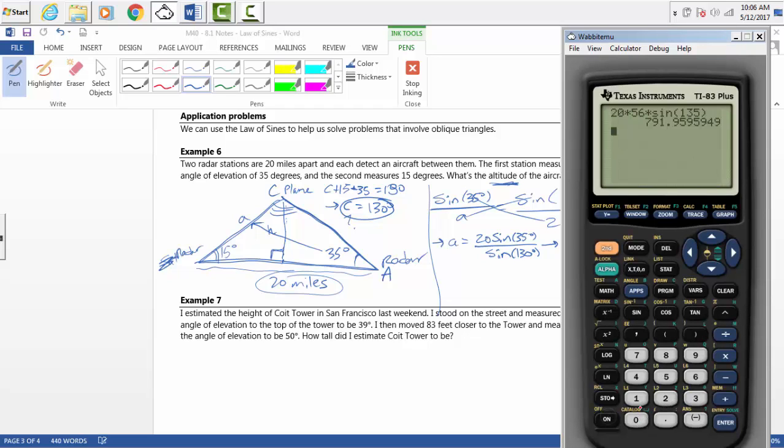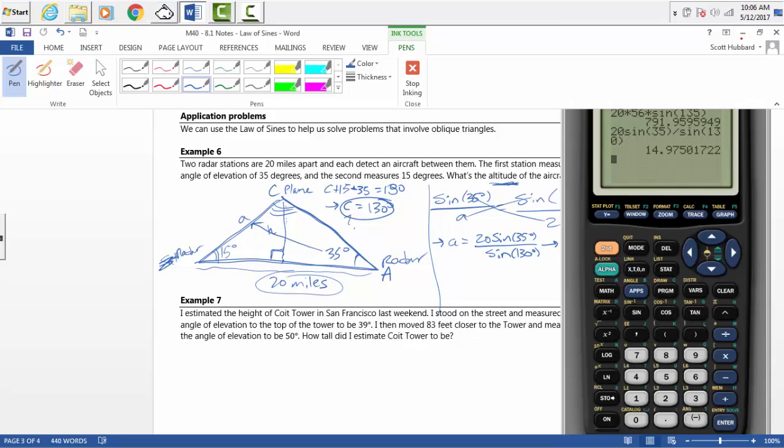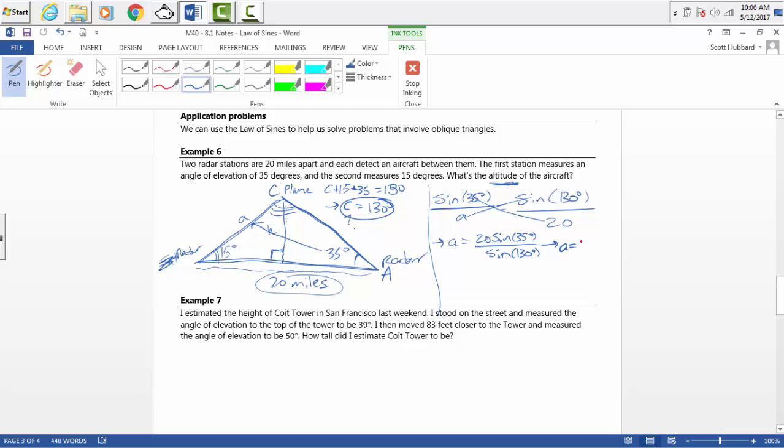We'll go ahead and use our calculator. 20 sine 35 divided by sine 130. Again, those are non-standard angles, so there's nothing we can do except use our calculator. So 14.98, and those are miles. All right, so I figured out that this is 14.98.